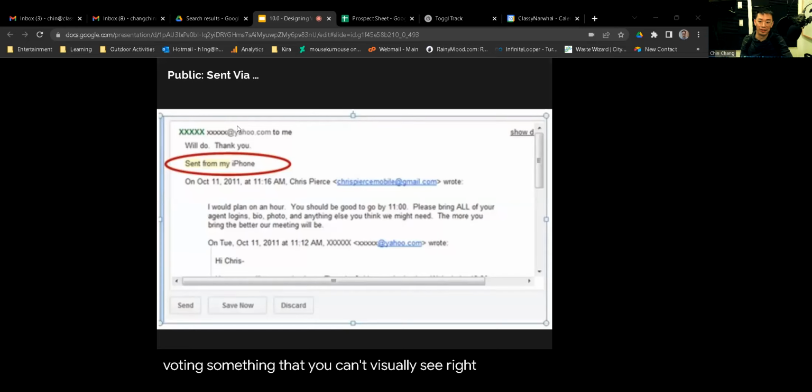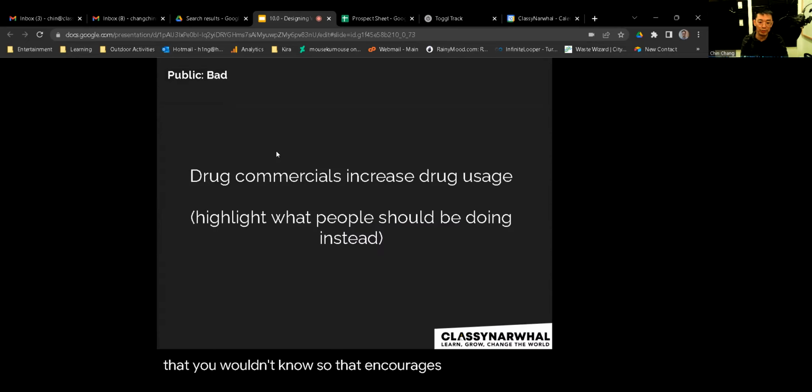This one over here is another simple example. When you send an email through Hotmail or through your iPhone or Android, it usually says that in the signature, right? "Sent via." That makes it visible, because otherwise, if they didn't have that, you wouldn't know. So that encourages people to become more aware as well.